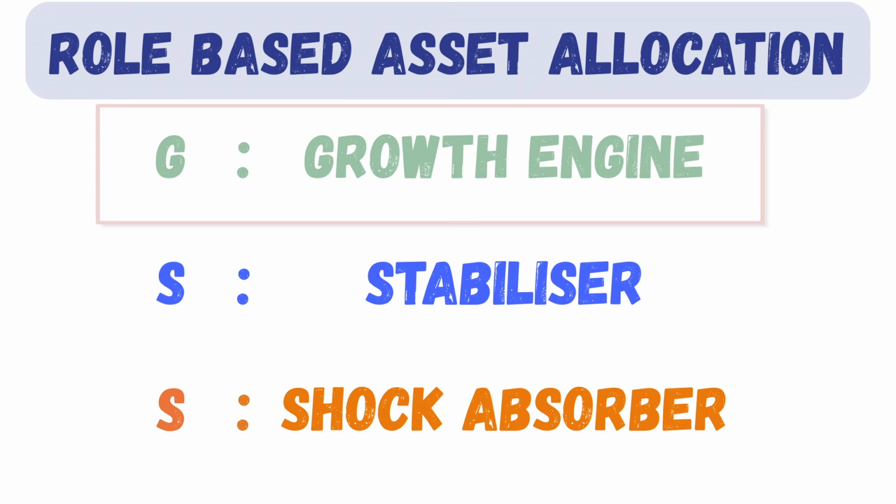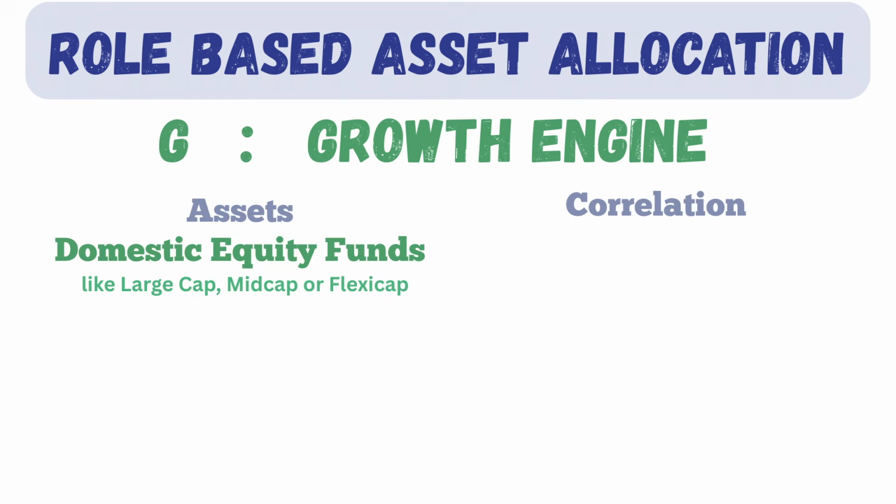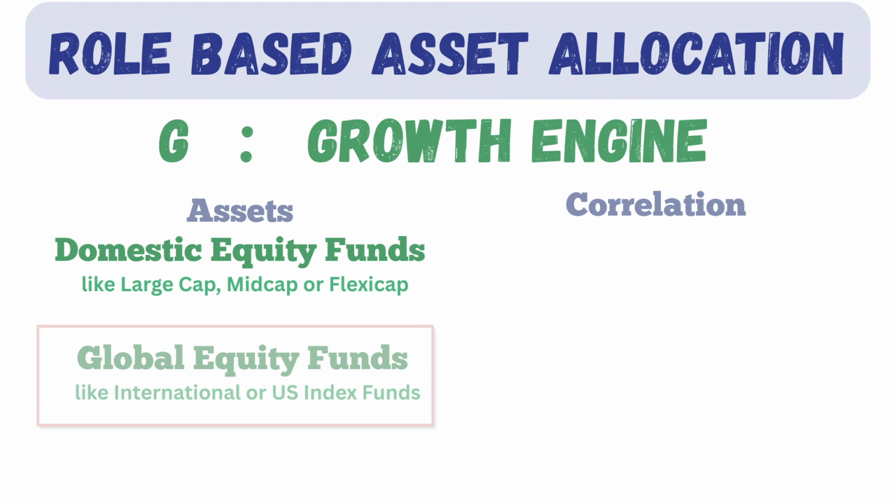Starting with G, the growth engine. True to its name, these are growth assets meant for long-term compounding and wealth creation. The assets that might fit here are domestic equity funds like large cap, mid cap, or flexi cap indices, and global equity exposure like international funds or US index funds.